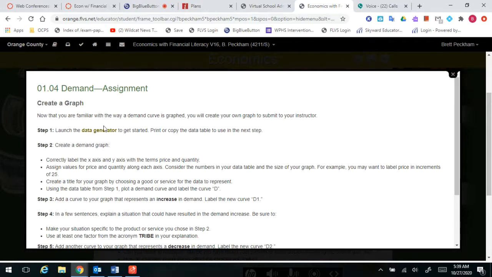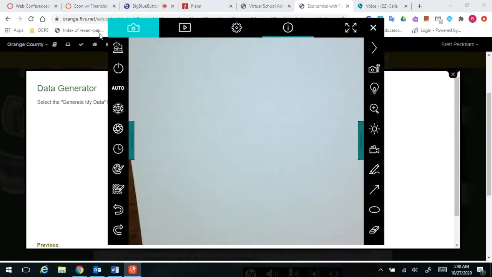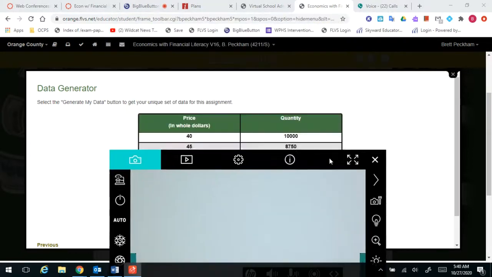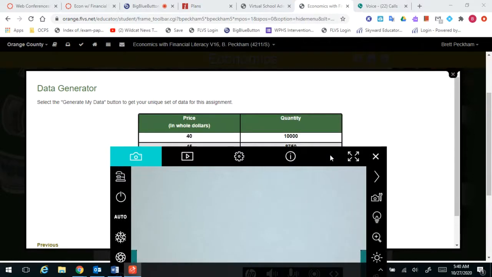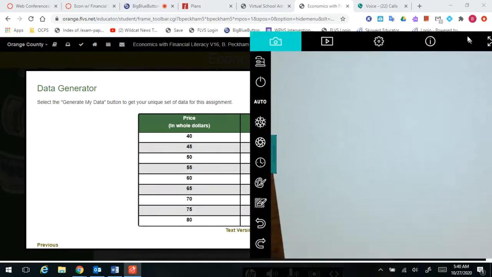You can get out a sheet of paper. You're going to launch the data generator. And when you launch the data generator, it comes up with some info here. So we can see that we have prices and quantity, and whatever that price and quantity is, you can take a look at this. We got a sheet of paper. So we got 40 and 10,000, 45 and 8,750. Okay, so let's start with that.